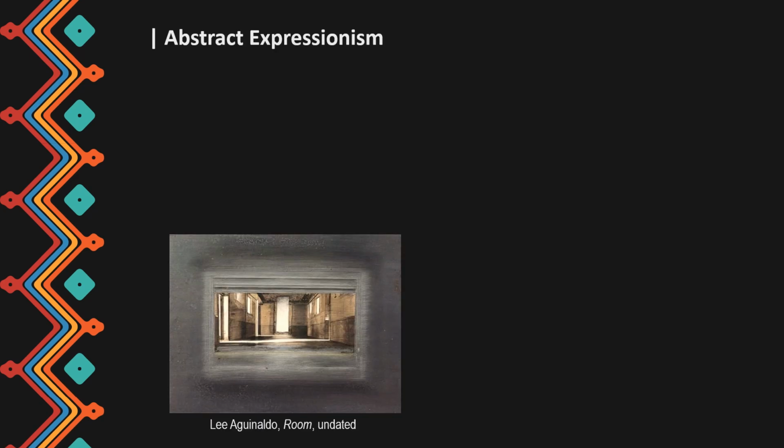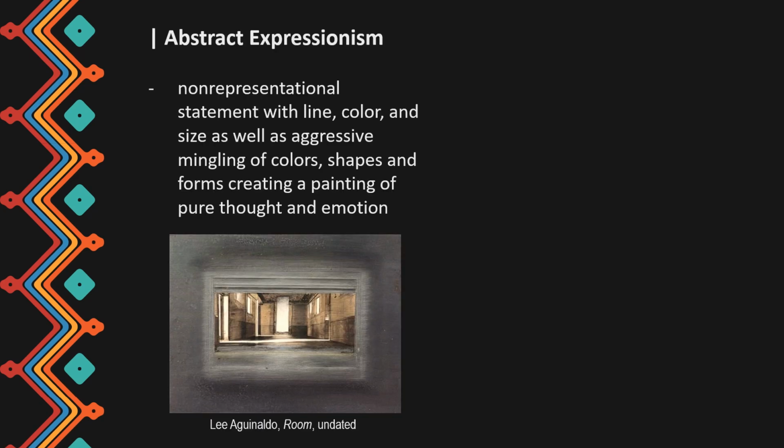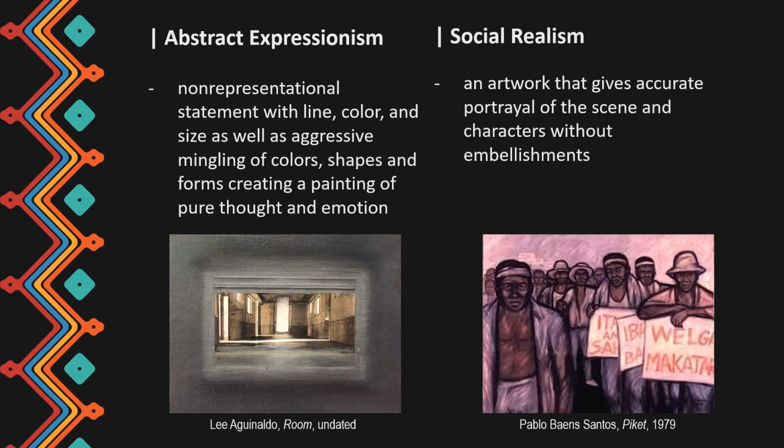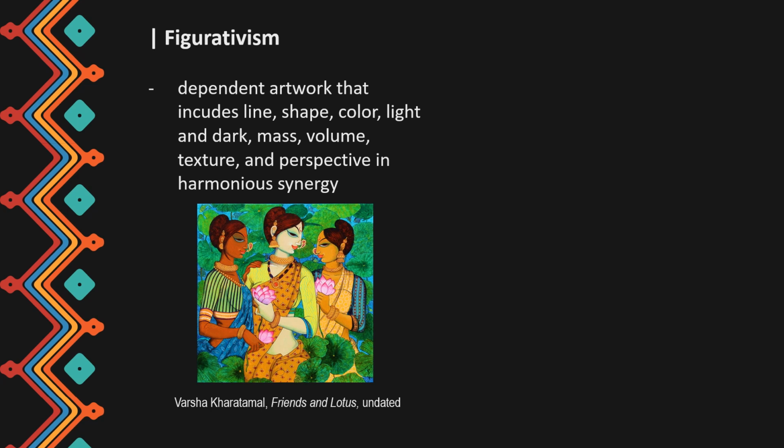Next, we have Abstract Expressionism. This deals with non-representational statement with line, color, and size, as well as aggressive mingling of colors, shapes, and forms, creating a painting of pure thought and emotion. We have Social Realism as well, which is an artwork that gives accurate portrayal of the scene and characters without embellishments. Next on the list, we have Figurativism, which is dependent artwork that includes line, shape, color, light and dark, mass, volume, texture, and perspective in harmonious synergy.